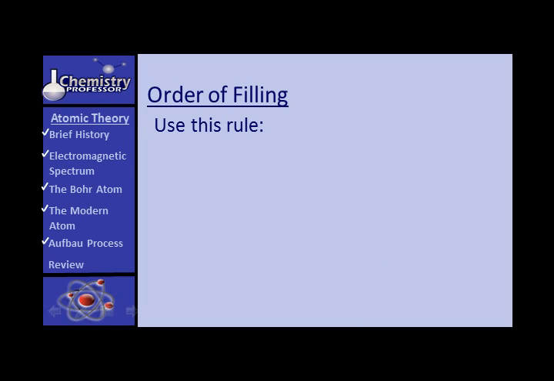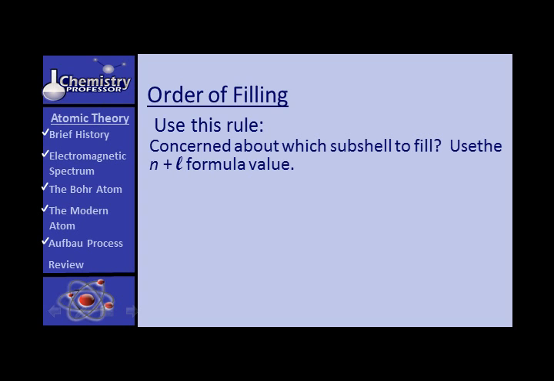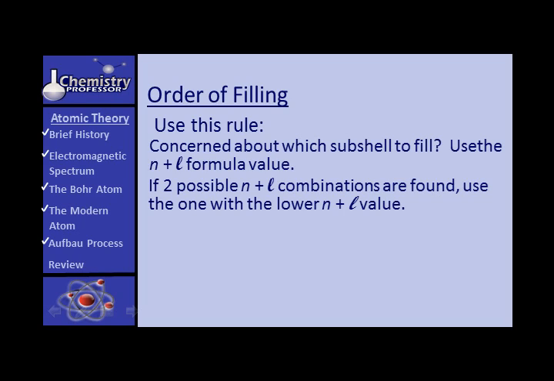There's another way you can do it. You can use this rule. If you can't figure out which subshell to use, go to the N plus L formula value. For example, if two possible N plus L combinations are found, just like in potassium, use the one with the lower N plus L value. So let's look again at the electron configuration of potassium.